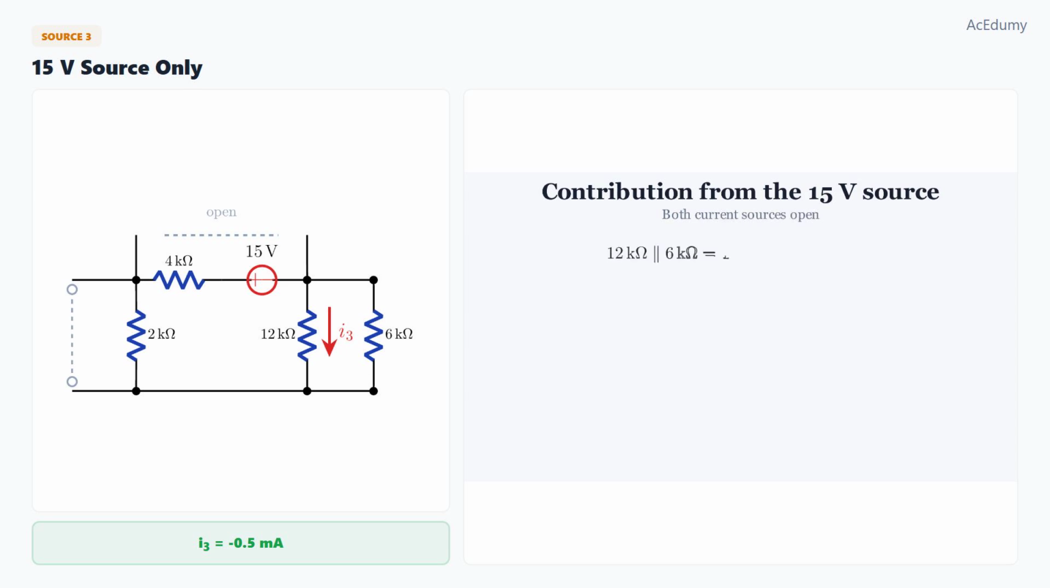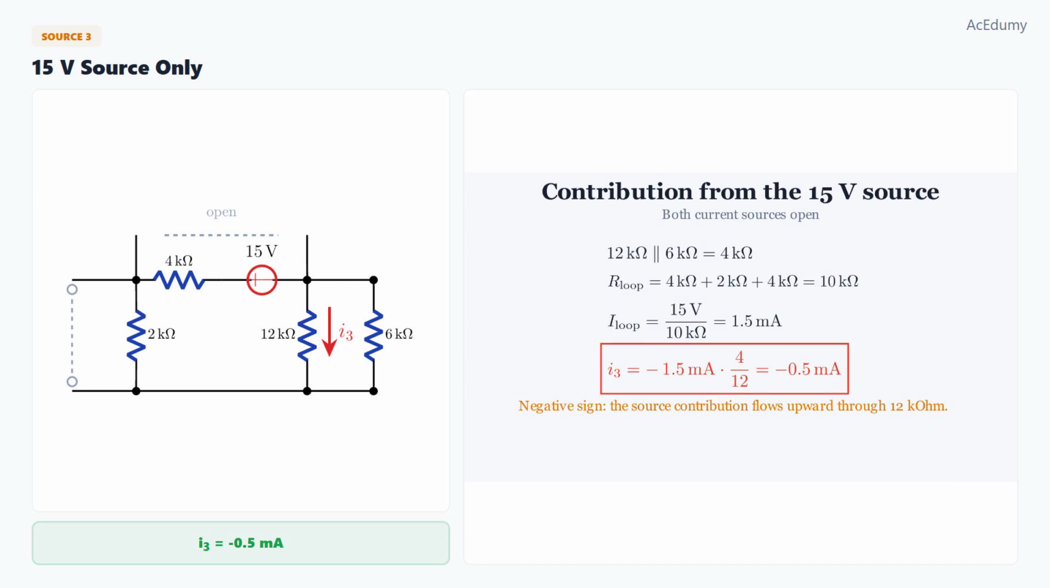Third, keep only the 15-volt source active. Both current sources are opened. The 12 kOhm and 6 kOhm resistors are again equivalent to 4 kOhms. So the loop resistance is 4 kOhms plus 2 kOhms plus 4 kOhms, or 10 kOhms. The loop current is 15 volts divided by 10 kOhms, which is 1.5 milliamps. That current makes the 12 kOhm branch current point upward, opposite to our reference direction. Therefore, I3 equals negative 0.5 milliamps.